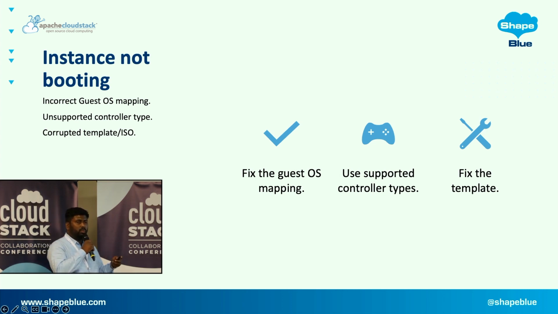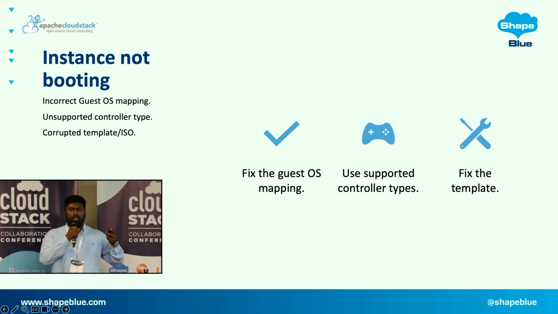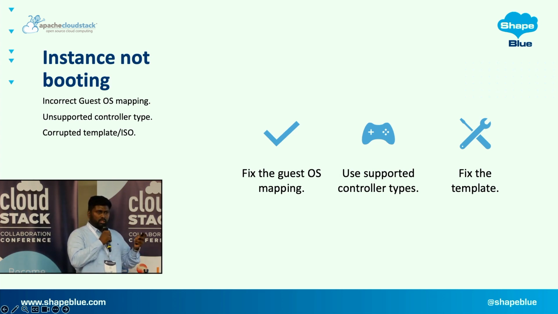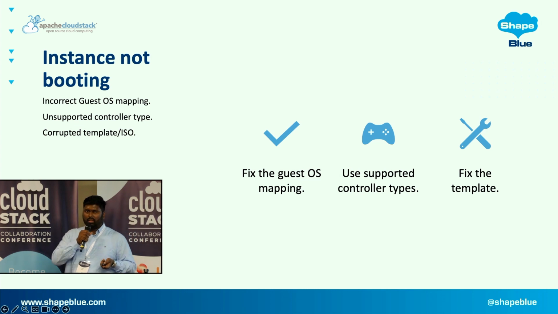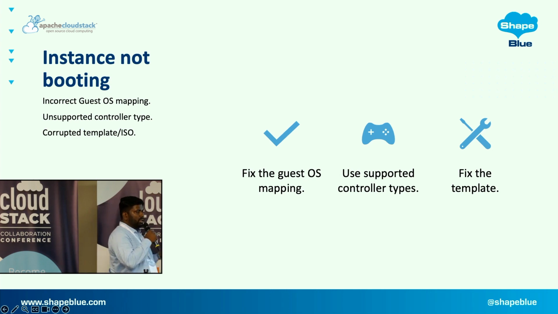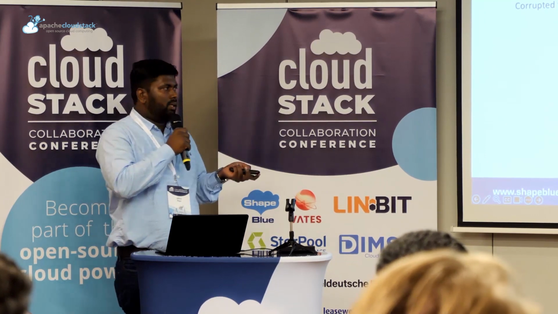Selection of unsupported controller types with respect to the hypervisor and the guest OS combinations affects the instance booting. And there are scenarios where you have a corrupted template and ISO, depending on the scenario. So based on your situation, you could fix the guest choice mapping. If it's a wrong operating system selection, you could update that and start the virtual machine again. That will fix it. If a controller type is not supported by the guest OS, you could fix that. In case of a corrupted template, you need to generate a new one.